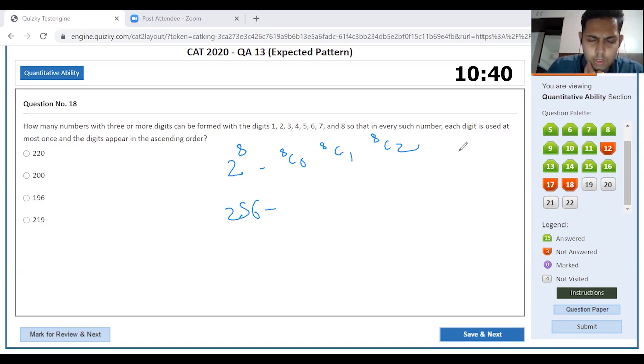8 factorial, 6, 2 factorial, 56 by half. It is 28, 28, and 8 and 1, 37. Just 219.